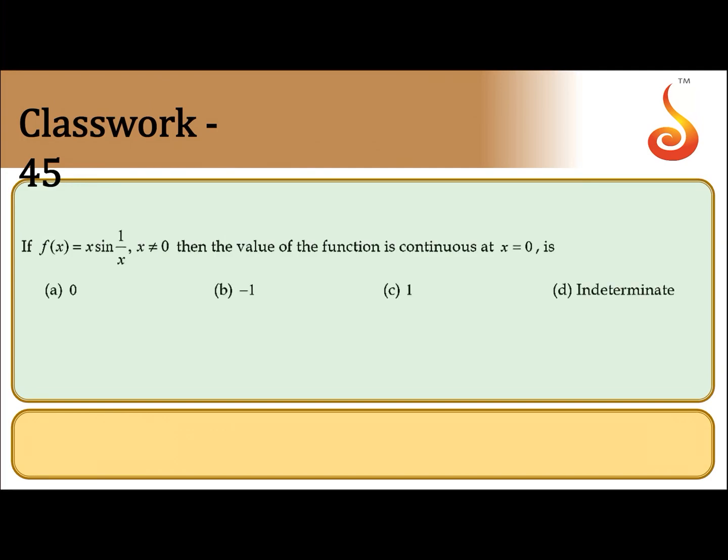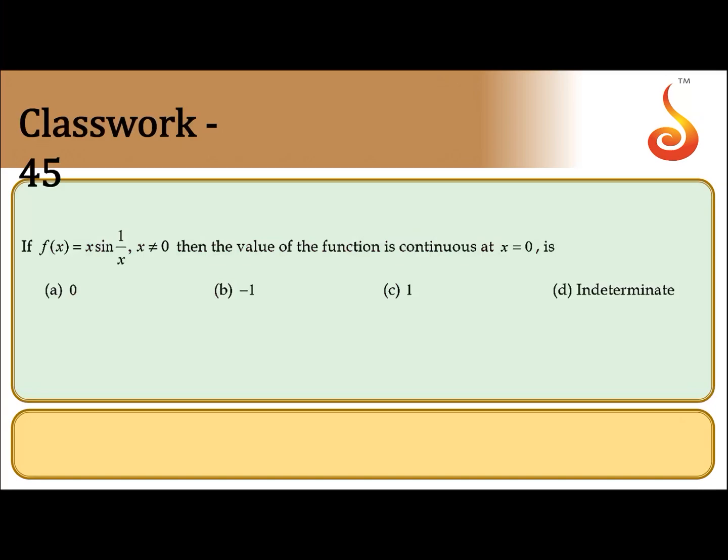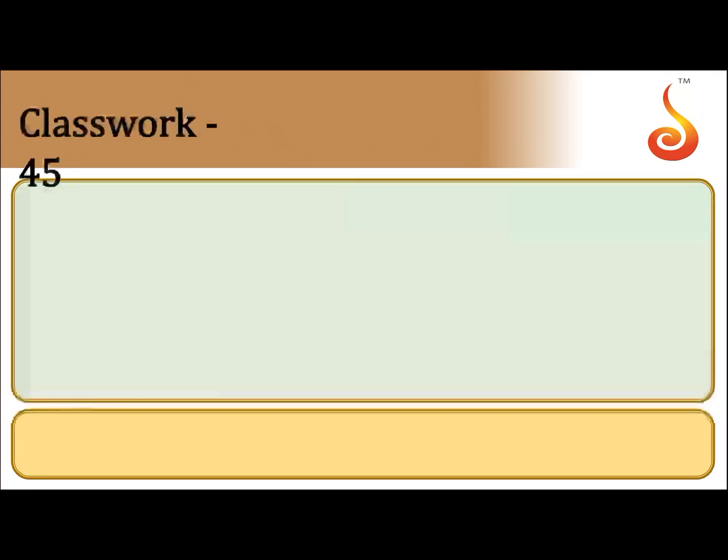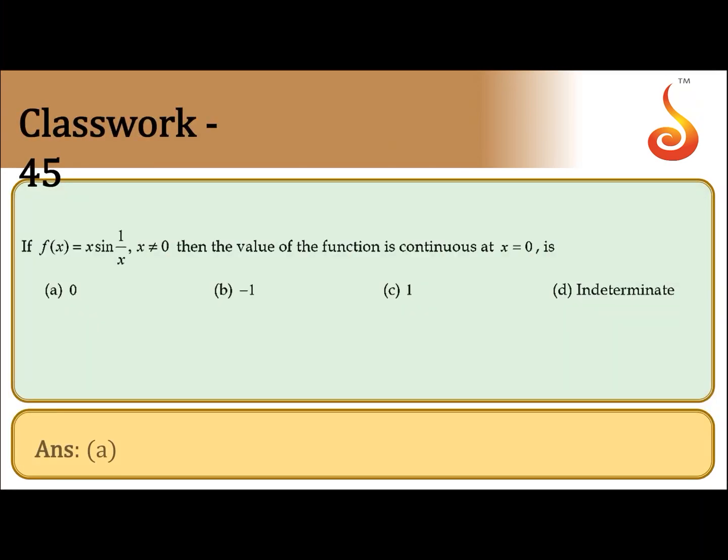Coming to 45, f of x equals x sine 1 by x when x is not equal to 0. Then what is the value of the function at x equals 0? Quite an easy one: limit as x tends to 0 of x multiplied by sine 1 by x. As x tends to 0, 0 multiplied by a finite value will always be equal to 0. So the limit value is always 0. So the value of the function has to be 0, because it is continuous at the point. For 45, the answer is 0.